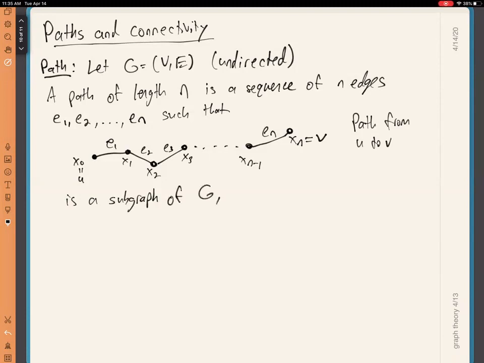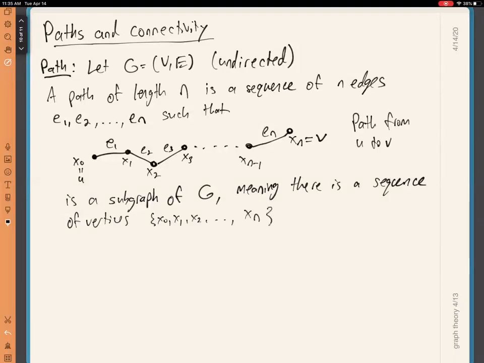Another way to say this a little more precisely is that there's a sequence of vertices, which I already labeled in the picture, say x0, x1, x2, up to xn, with my starting point u being x0, my ending point v being xn, and the intermediate points all connected by the edges that I fixed originally. So ei is an edge between xi minus 1 and xi. This is the formal rigorous definition of what a path is.